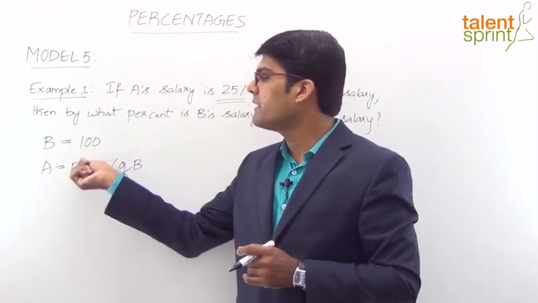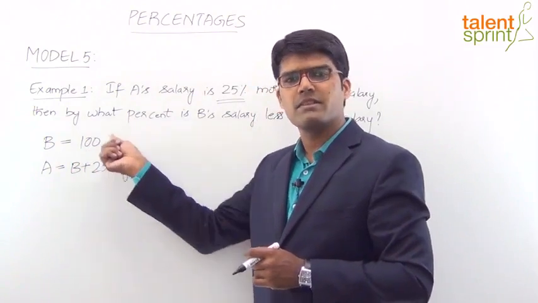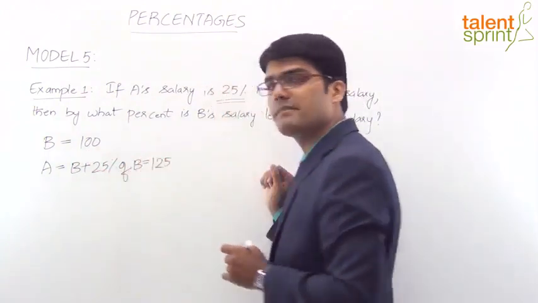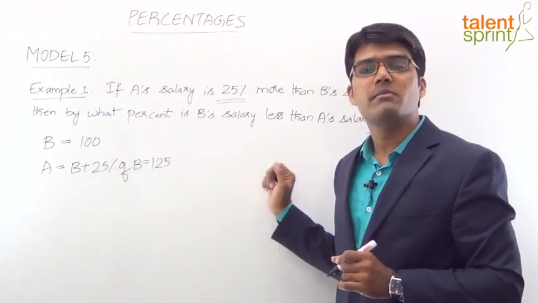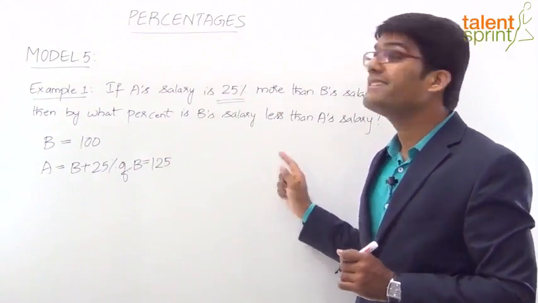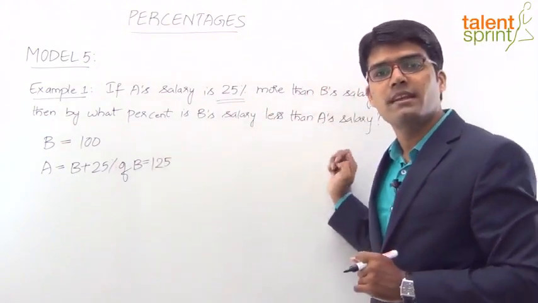How much is B? 100. 25% of B, 25. Right? 25% of 100 is 25. 100 plus 25, 125. So now we know that A is equal to 125. If B is 100, then A will be 125. So if you look at these two values, it satisfies the given criteria. It says A should be 25% more. Yes, 125 is 25% more than 100.